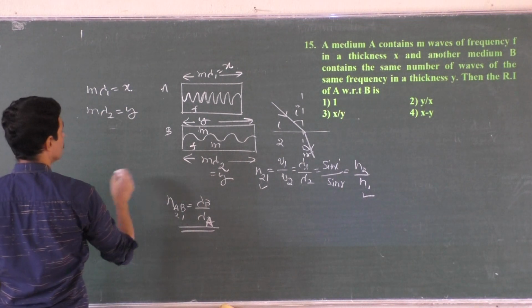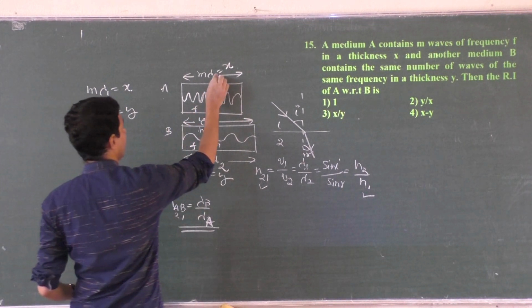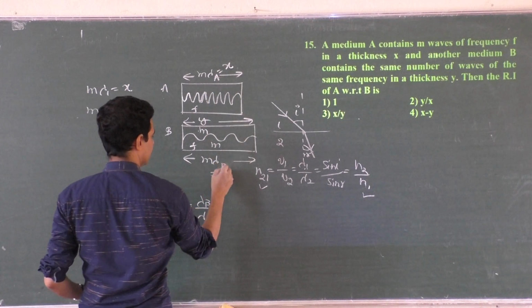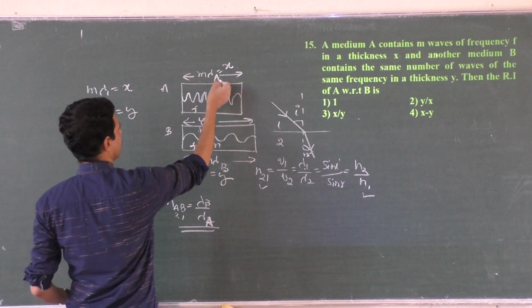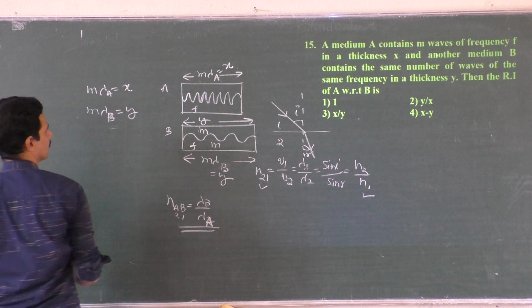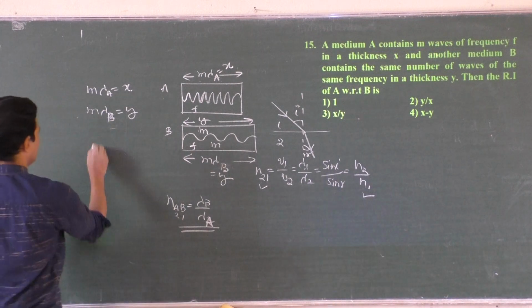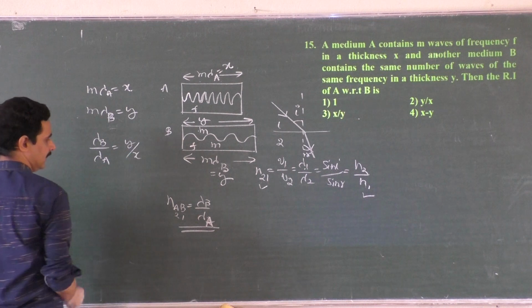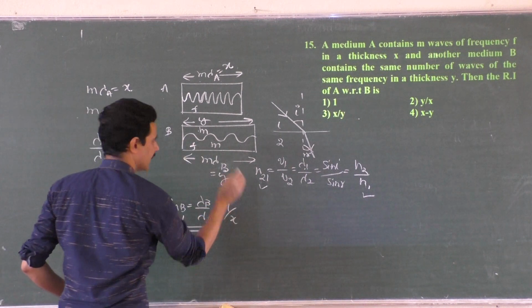I have to write it as λA and λB, otherwise I can't get the answer. mλA is equal to x, mλB is equal to y. I want λB by λA. λB by λA is equal to y by x. So this is y by x. That is what I want.